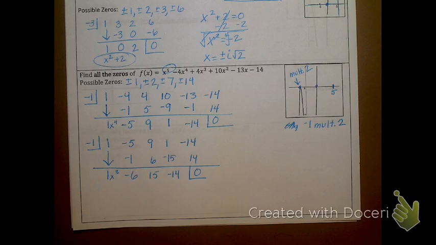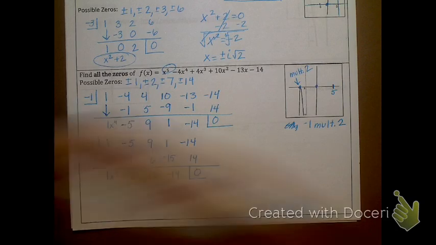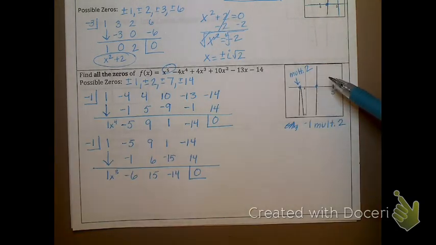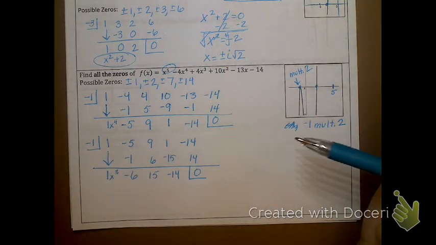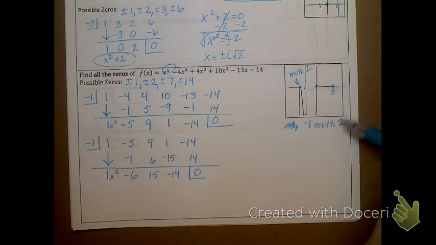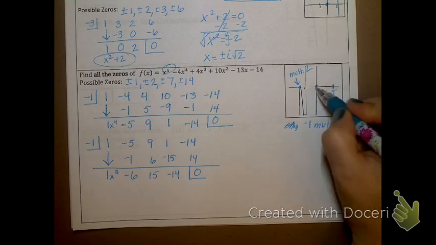Yes? If it was a triple root, meaning it crossed through and had that little wiggle with it, then it would take me down to a 2nd degree also. And it would be a multiplicity of 3. But I think I'm done with that guy. So I think I need to look here.